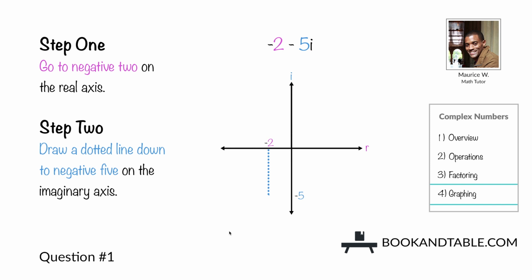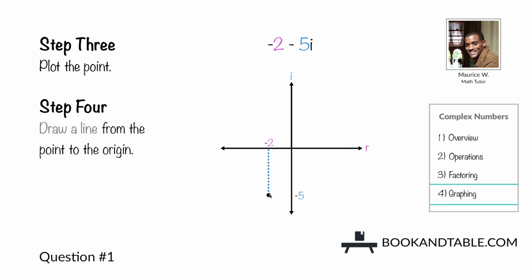Question number 1, we want to find the argument of negative 2 minus 5i. So step 1, go to negative 2 on the real axis. Step 2, draw a dotted line down to negative 5 on the imaginary axis. And step 3, plot the point. Step 4, draw a line from the point to the origin, creating our right triangle.